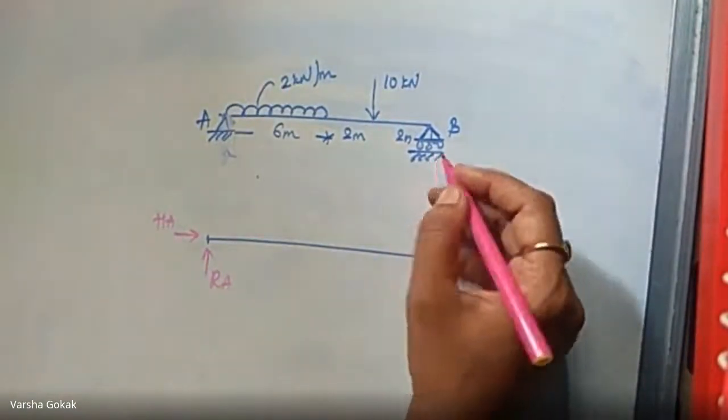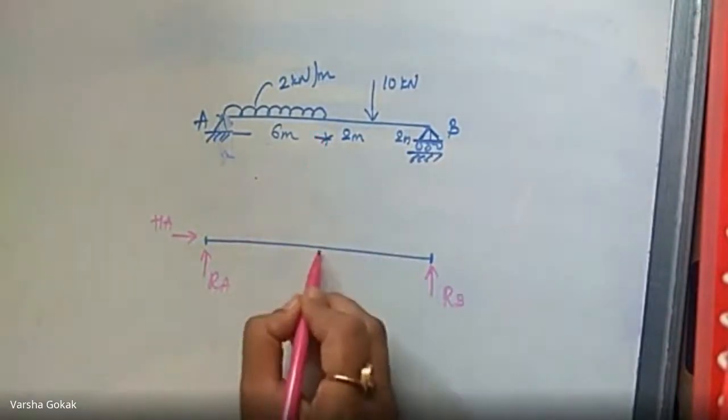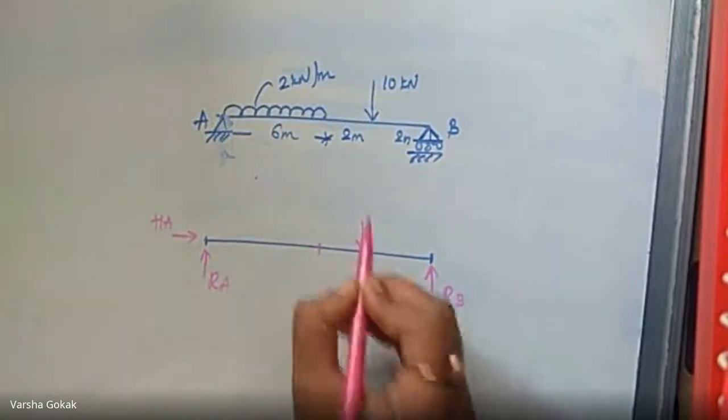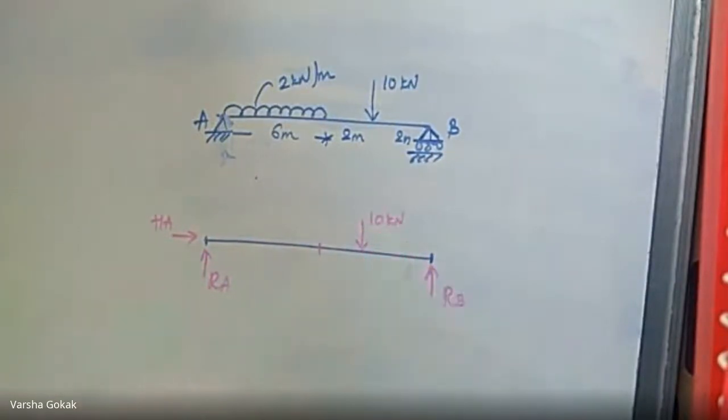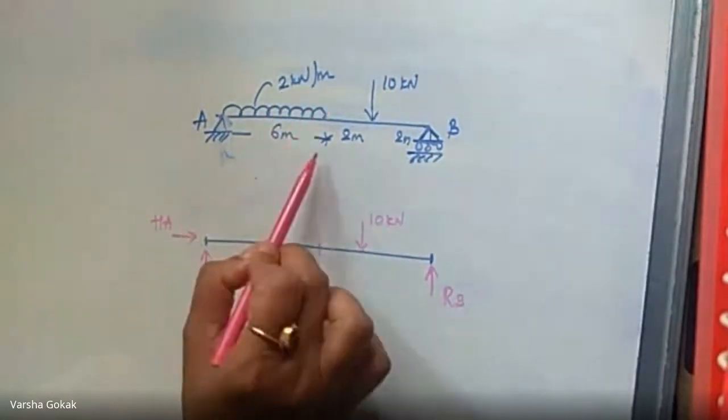What about the number of reactions at point B? 1. Number of reactions at point B is going to be 1, and I call this RB. Okay. Then this is 6 meters and the remaining is 4. Here we have a point load of 10 kilonewtons. Point load will remain as a point load. Coming to UDL, there is 2 kilonewton per meter acting for 6 meters.